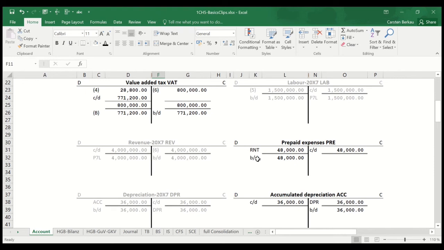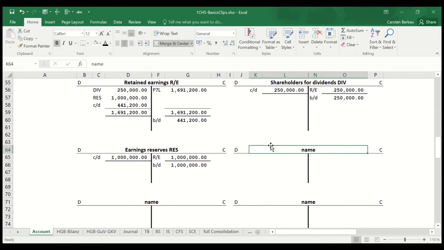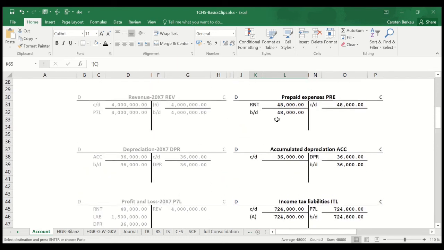Next, I have to take care of the prepaid expenses. I have to transfer the prepaid expenses to a Rent 2008 account. I first have to create this account. I make the bookkeeping entry Charlie to the extent of 48,000 and I credit the amount to the prepaid expense account. By this bookkeeping entry, the prepaid expense account is zero balanced.